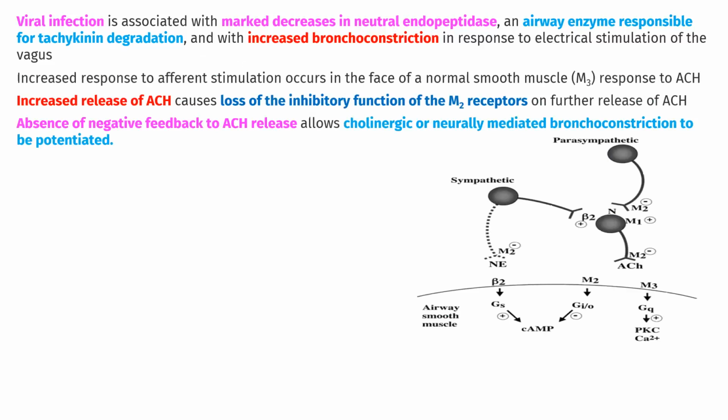This picture again is to impress upon you that the M2 is always a negative activity. M1 at the ganglion level gets stimulated, produces acetylcholine, and it goes and acts at the M3 level. M3 is a G protein coupled receptor, a Gq, which increases the production of protein kinase C and increases calcium. This calcium is responsible for the smooth muscle contraction. Whereas M2 is a Gi, inhibitory protein, so it causes a suppression of cyclic AMP.